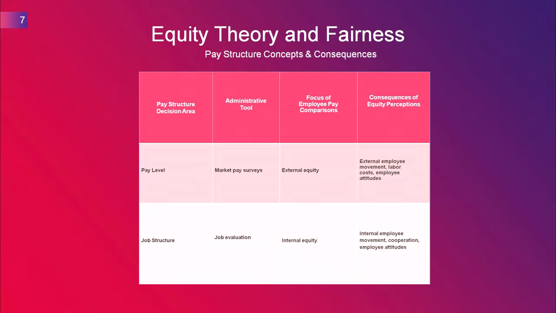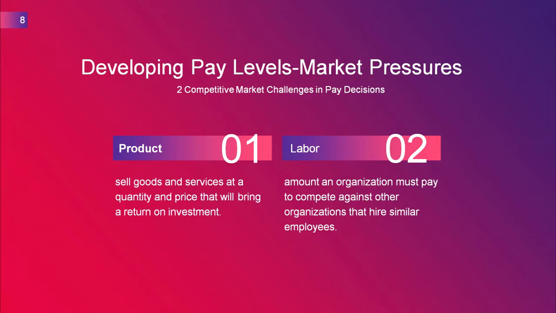Equity theory and fairness. In discussing the consequences of pay decisions, it is useful to keep in mind that employees often evaluate their pay relative to that of other people. Equity theory suggests that people evaluate the fairness of their situation by comparing it with those of other people. Developing pay levels: market pressures and competitive market challenges in pay decisions.